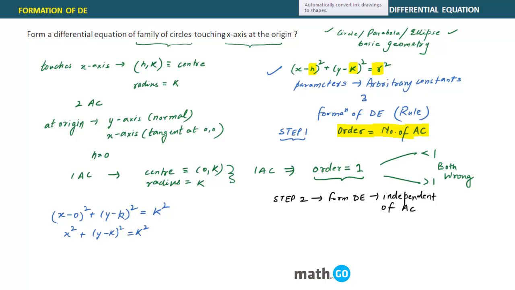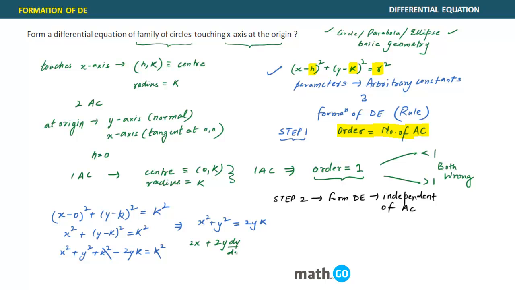Keep this in mind. If you just explore this, it is x square plus y square plus k square minus 2yk equal to k square. And if you see, this k square gets cancelled out, so you can reduce this to x square plus y square is equal to 2yk. And now if you differentiate, what will you get? So if you differentiate, this is 2x plus 2y dy by dx is equal to 2k dy by dx.